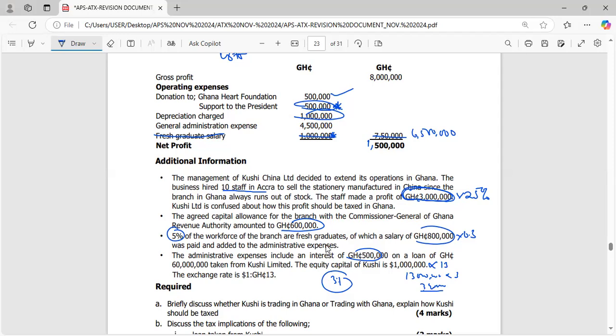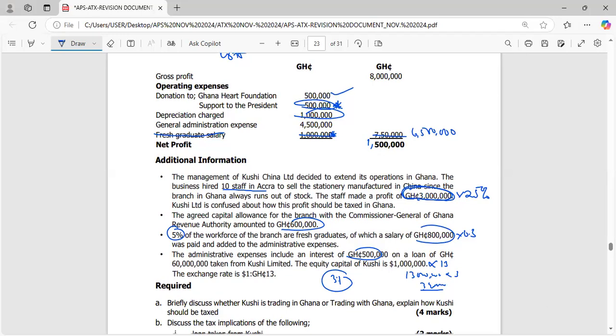The excess amount, we add it back to the income and tax. Because all the 500,000 has already been deducted, we add the excess amount back. So basically, that is the question. Let's go through the requirements of the question.